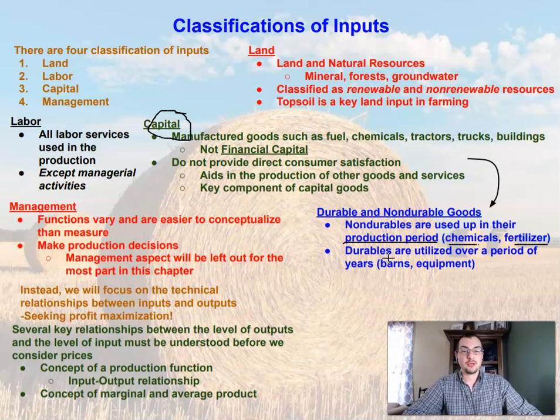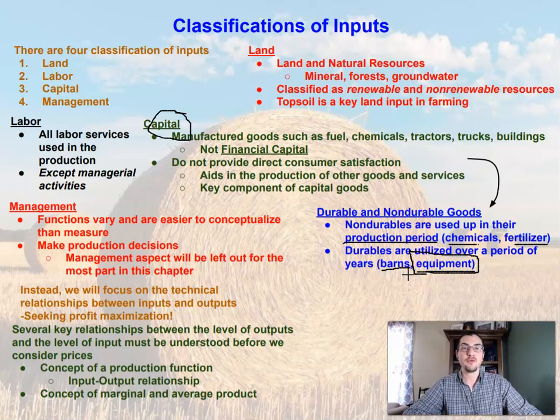Whereas durable goods are utilized over a period of years, over a period of production time. So things like barns and equipment. So you go out and buy a tractor. You're not going to go out and buy a tractor to use it for 1 year and use it up within 1 year unless you're really working it hard. But in most cases, you're not doing that. So equipment are more of those durable goods because they're going to last longer.